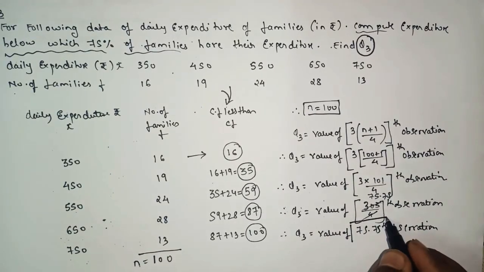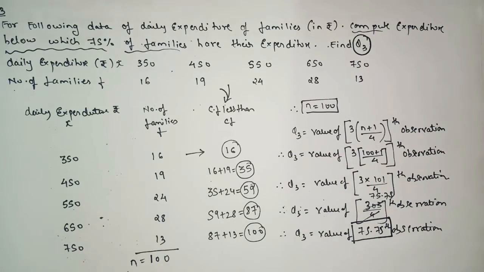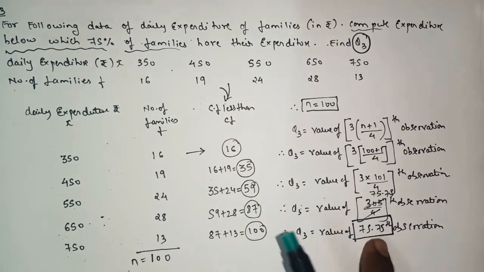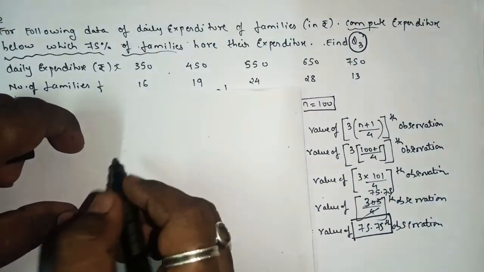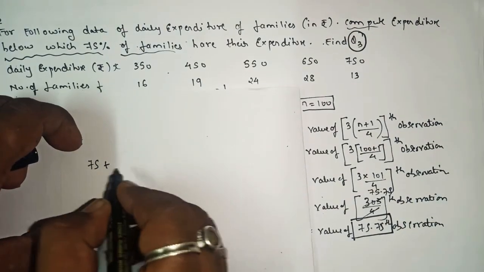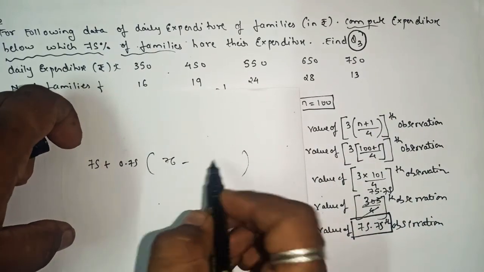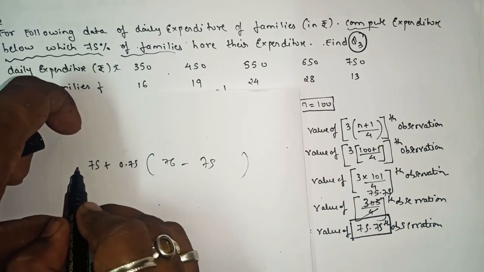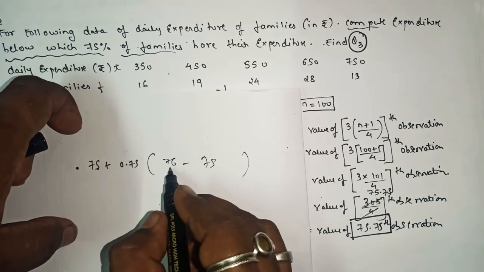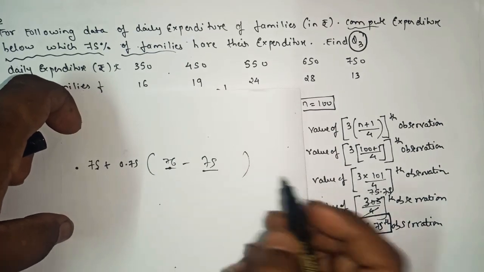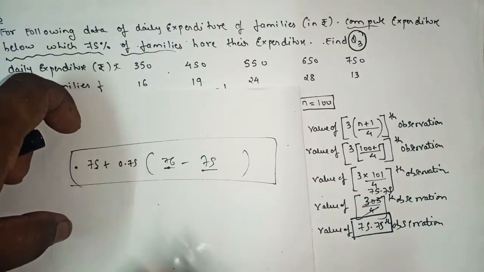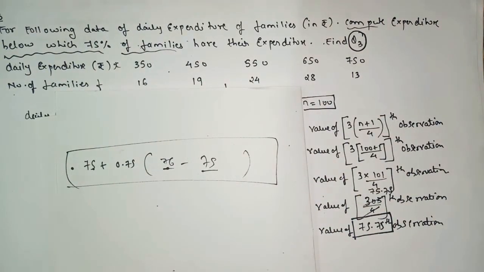as here we got 75.75 observation. Now what we used to do in type number 1, we used to break, yes or no, we used to split this number like this. And we used to apply the formula: 75 plus 0.75, then the next number, that is 76 minus the previous number, the value of 76th observation and the value of 75th observation. We used to frame the formula. Yes or no? Framing the formula is for type number 1.